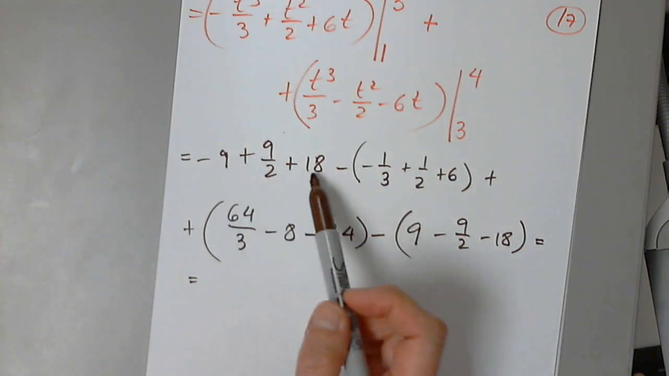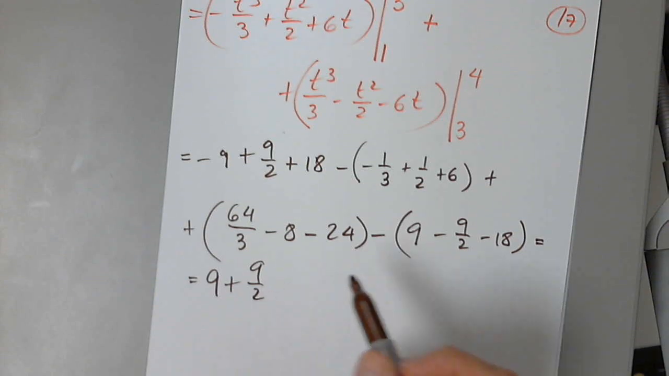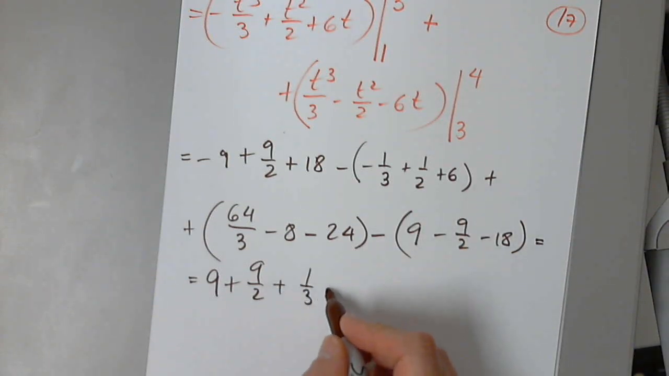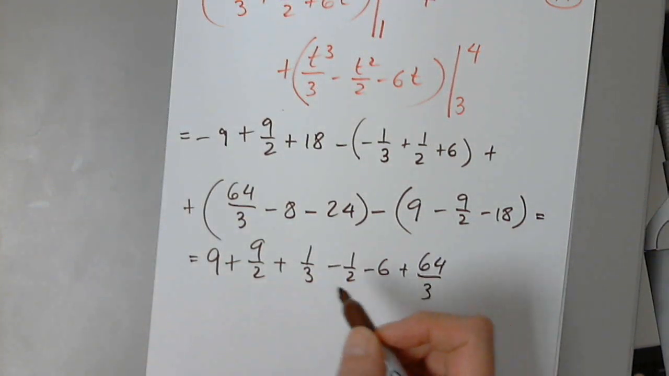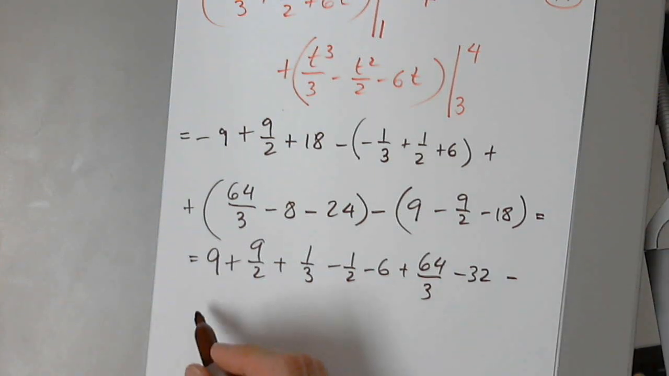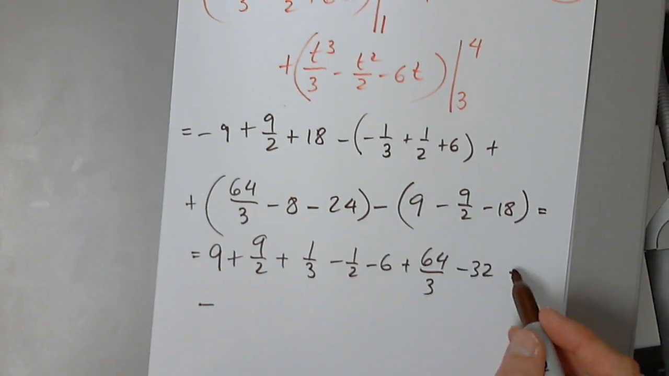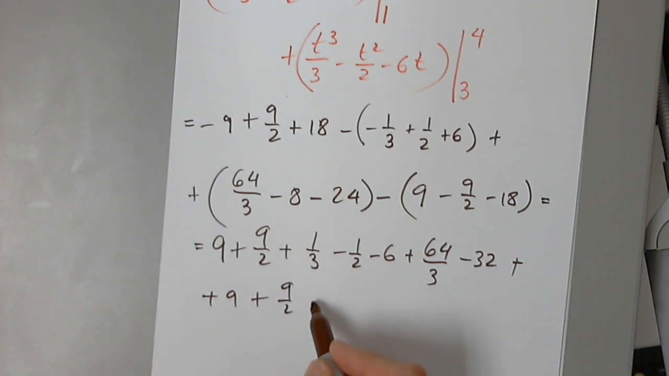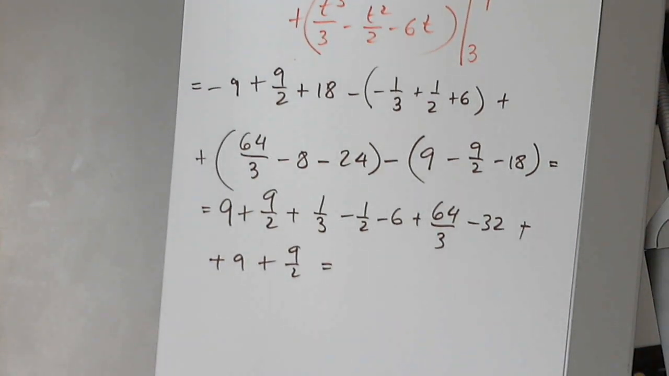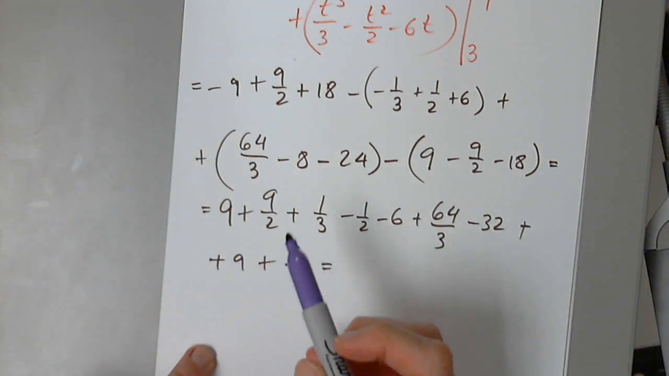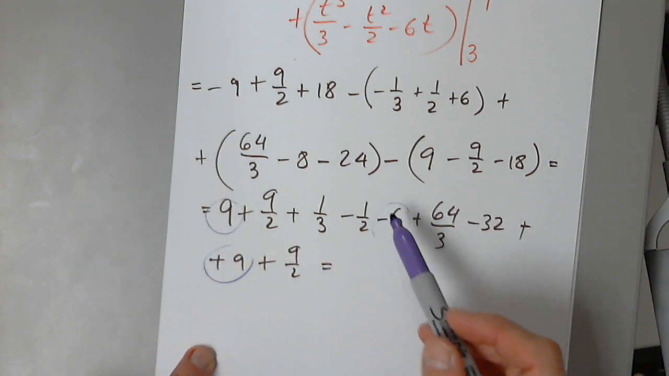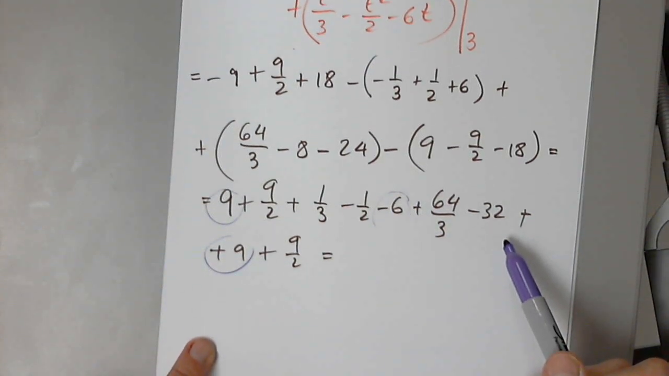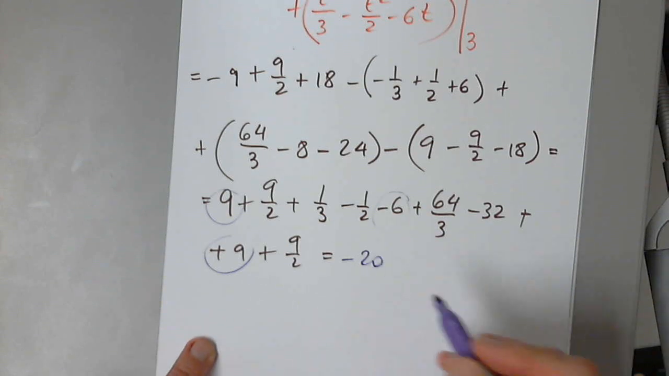Okay, let's see what we do with this. I have a 9, I already see a 9 plus 9/2 plus 1/3 minus 1/2 and minus 6, and then plus 64 thirds, and this is negative 32, minus, this is negative 9, so plus 9, and plus 9 halves. Let's see if I can do anything now. 9 plus 9, 18. 18 minus 6 is 12. Negative 32 minus 12 is negative 20.